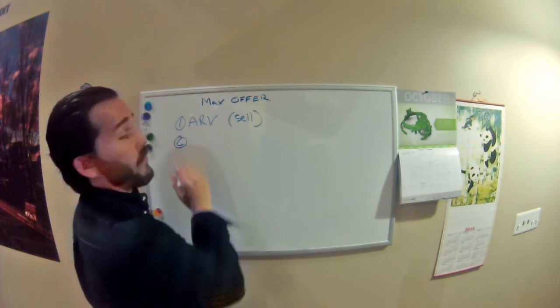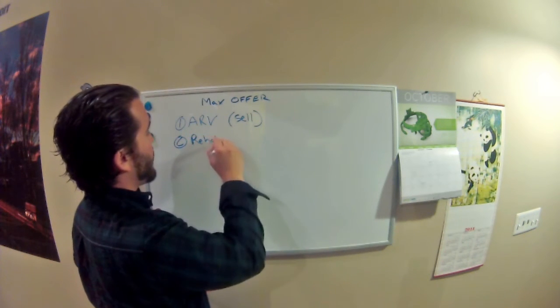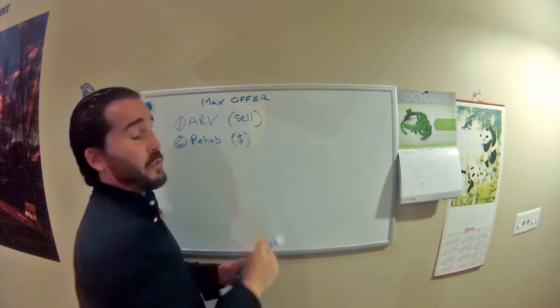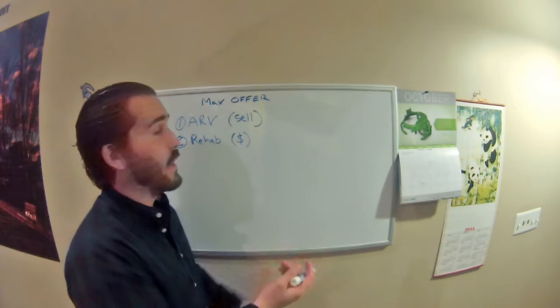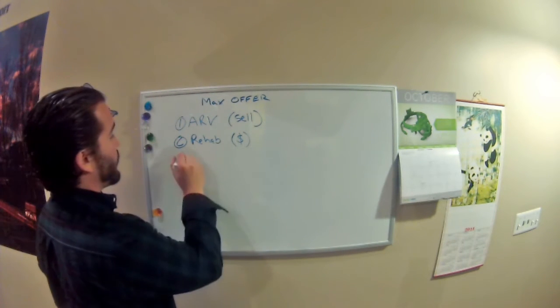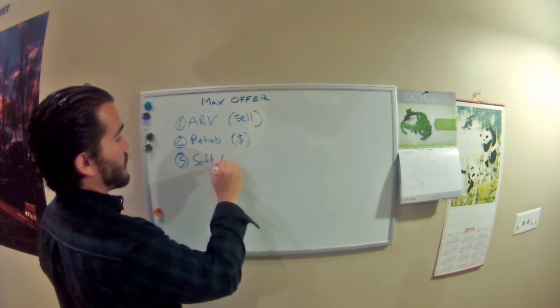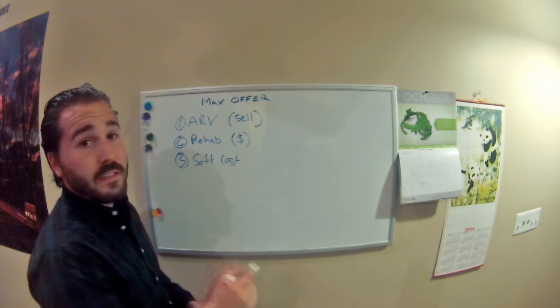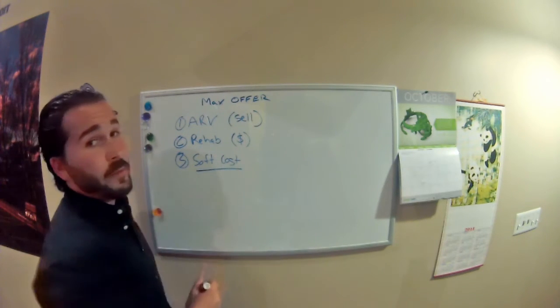The second number to determine is your rehab budget. Okay? That's when you get all your contractors through, you get quotes, you figure out what it's going to cost to improve the house. Your third cost to figure out is your soft cost. Okay? This is where rookie investors really screw up. They never total up soft costs.